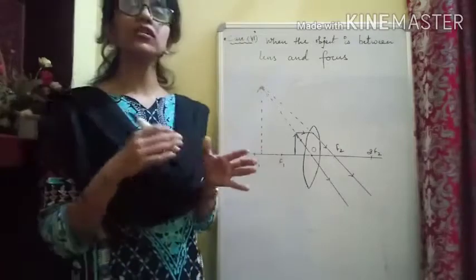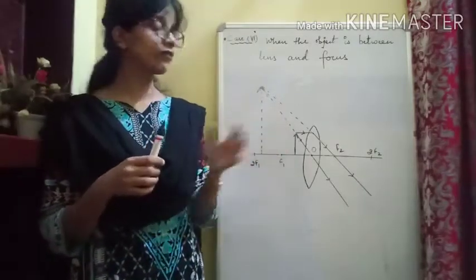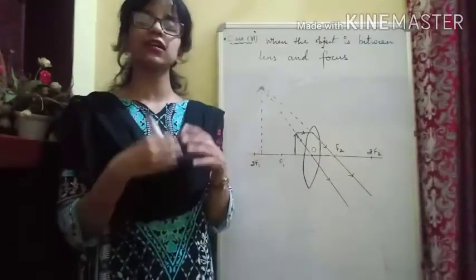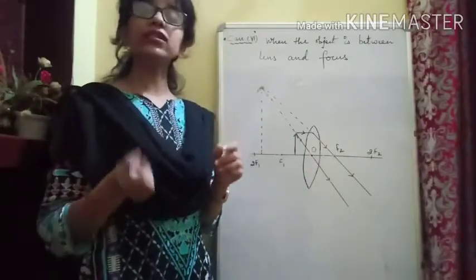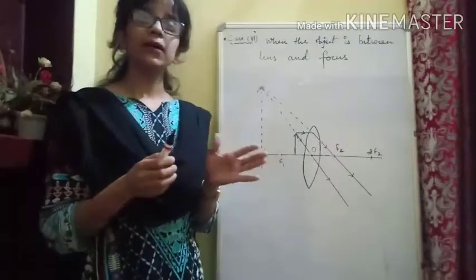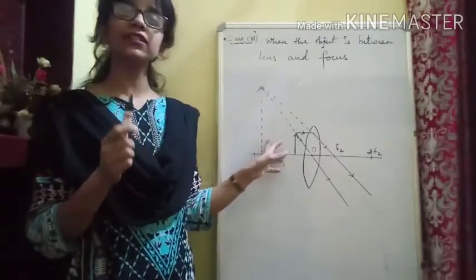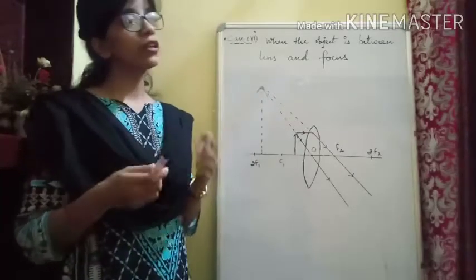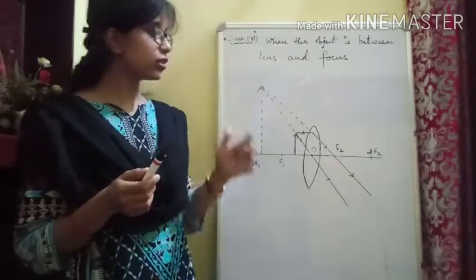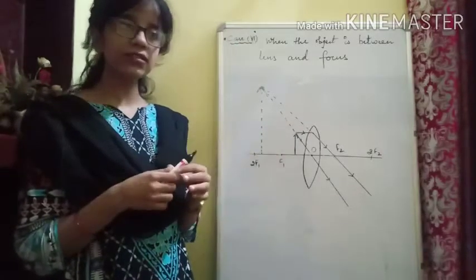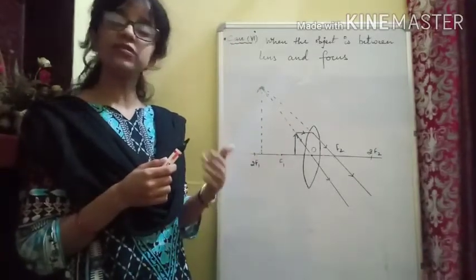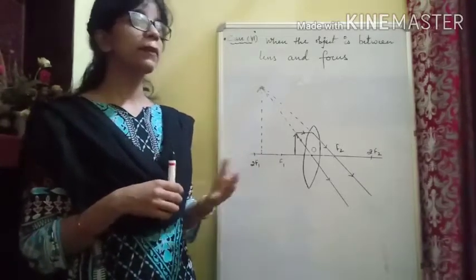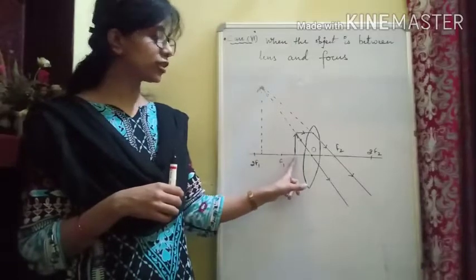So we have seen all 6 cases in the convex lens where we are placing the object at different positions and seeing the image formation. In all the 6 cases, if you have seen, this is the only case where we are getting the virtual image. Otherwise we were getting real images. So we can draw one conclusion: a convex lens forms real images as well as virtual images, depending upon where we are putting the object.